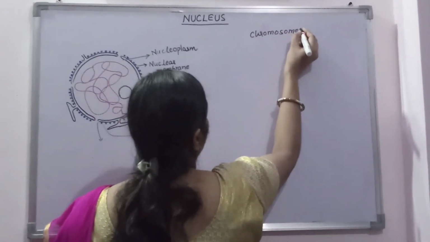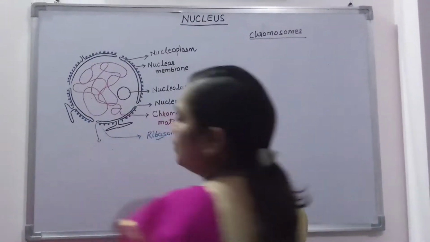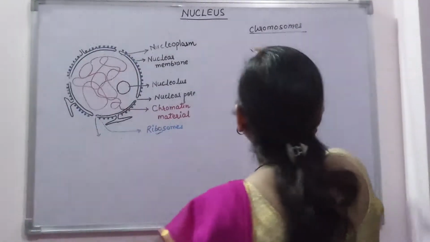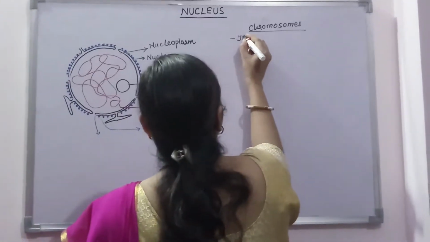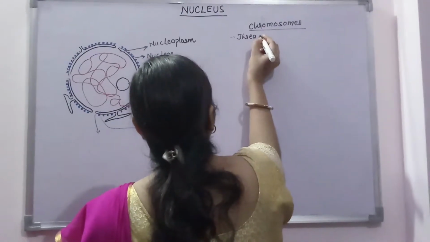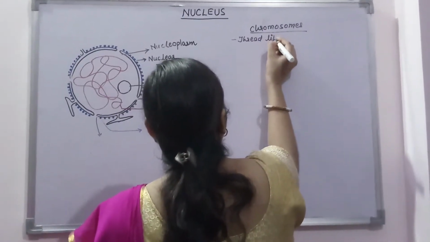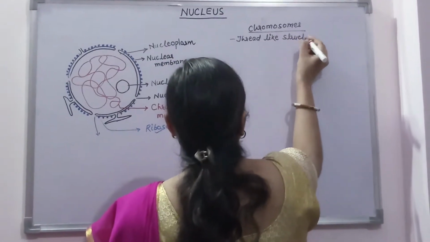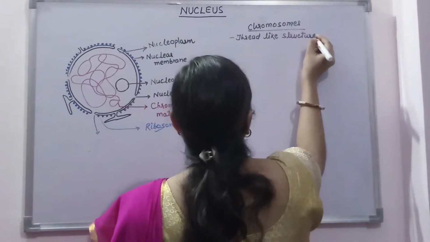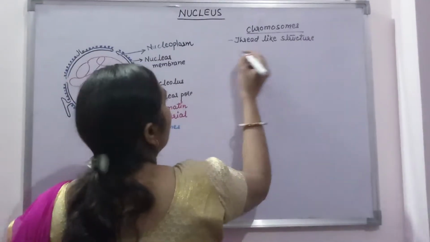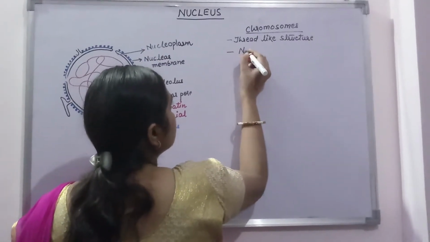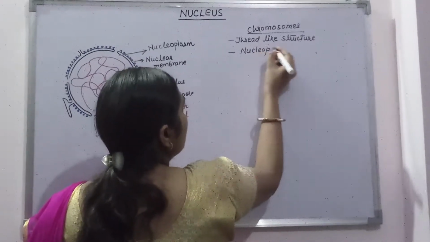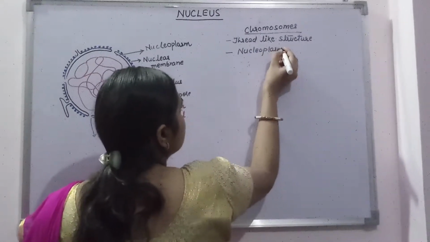Chromosomes. Okay beta, what are chromosomes? These are thread-like structures. Where are they present? These thread-like structures are present in the nucleus, in the nucleoplasm.